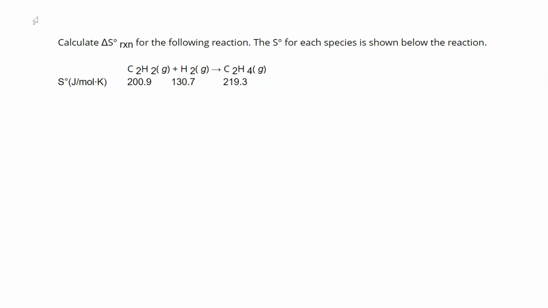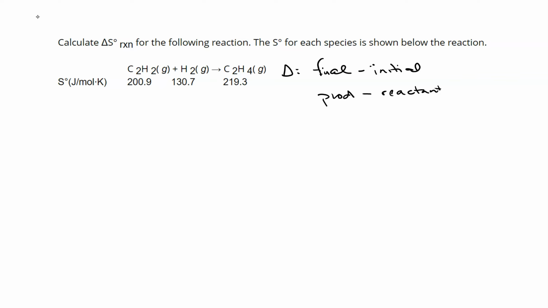So delta, remember, is just final minus initial. Wow, we're finishing off with a super easy one. Remember, it's always just final minus initial. So delta is final minus initial, which means products minus reactants, and we just need to sum everything. And everything's 1 to 1 to 1, super straightforward.